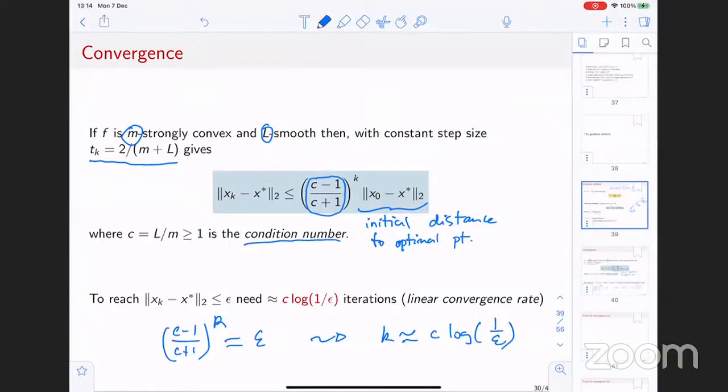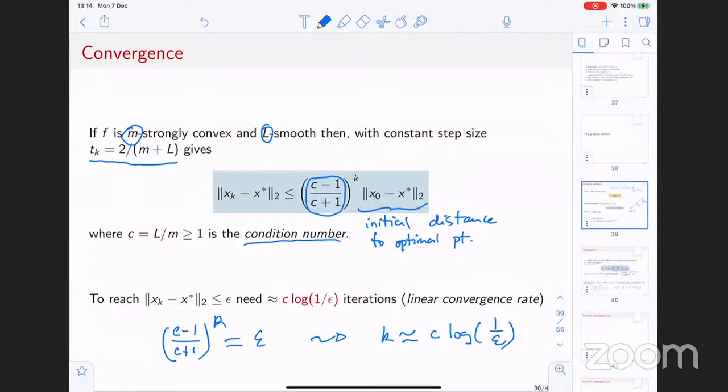So this means that if you want to be epsilon away from the optimal point, this is the number of iterations you have to do. It's the condition number times log of 1 over epsilon. So let's plug in some values to get an idea of this. If you want to reach epsilon, let's say 10 to the minus 4, so 1 over epsilon is 10 to the 4, you take the log of this, that's roughly 4, obviously it depends on the base. And then you have to multiply this by the condition number.